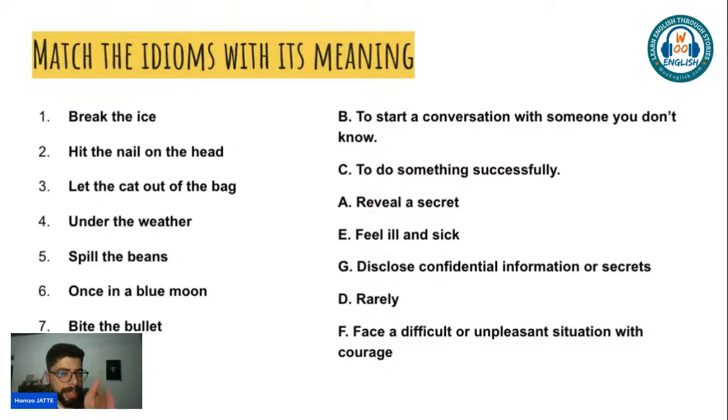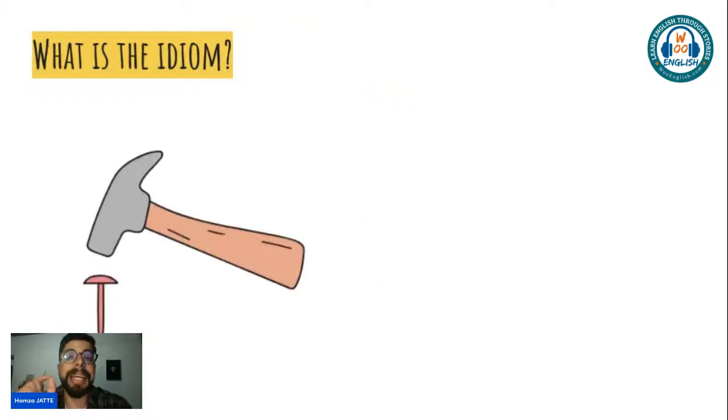I want you to read them again because I'm gonna give you another activity where you need to say them back to me, right? So let me read them very quickly. Break the ice, hit the nail on the head, let the cat out of the bag, to feel under the weather, spill the beans, to do something once in a blue moon, and finally to bite the bullet. I'm going to show you pictures now. You need to tell me which idiom it represents.